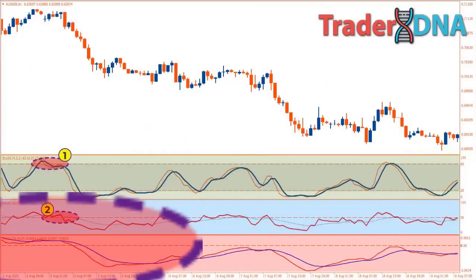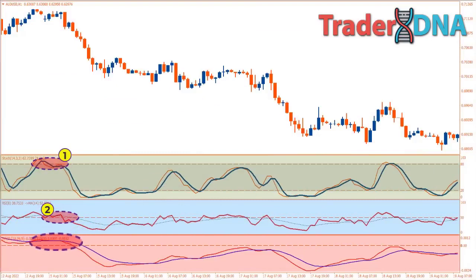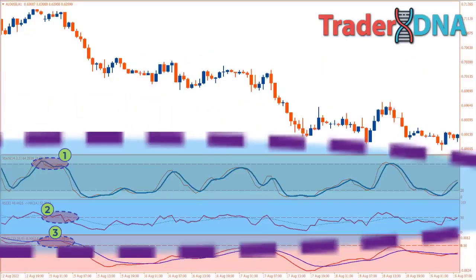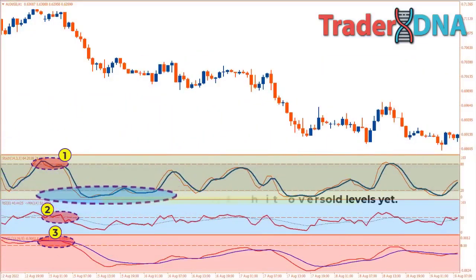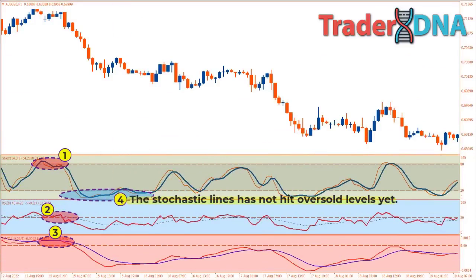Step 3. Use the MACD to confirm the downward movement. You have to make sure the MACD line crosses below the signal line. Step 4. Ensure that both of the stochastic lines have not hit oversold levels yet. Step 5. Take a sell or short position once all rules are met.